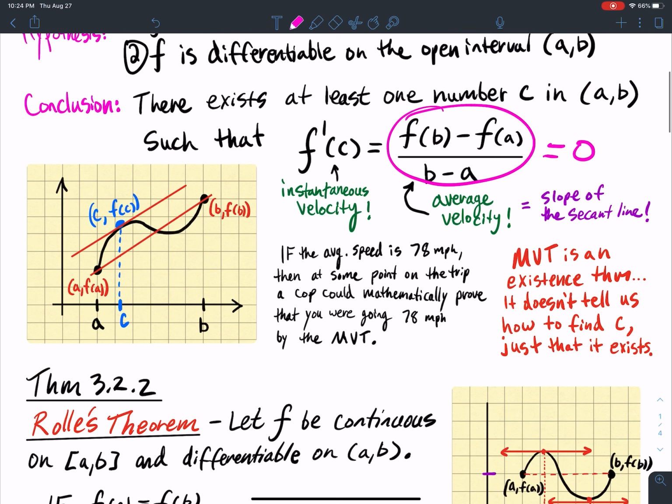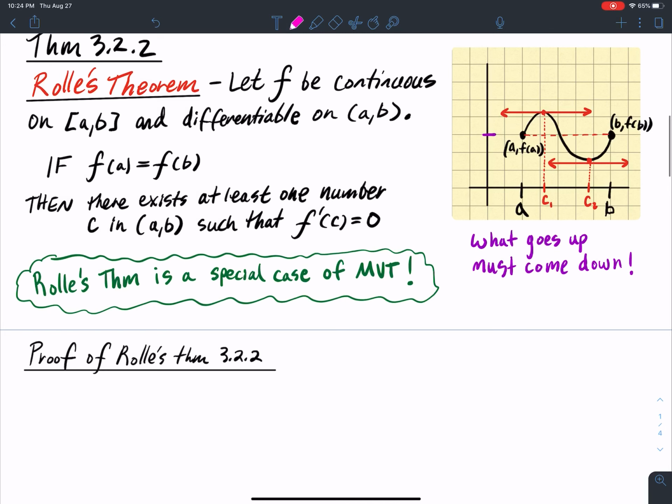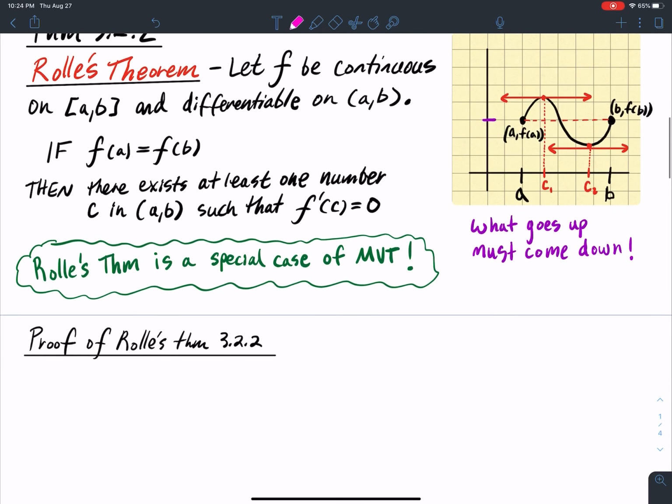If f of a equals f of b, then f of a minus f of b, or vice versa, is equal to 0, and 0 over whatever number is equal to 0. That's why I set f prime of c equal to 0 here. That's Rolle's theorem. Now let's prove Rolle's theorem.